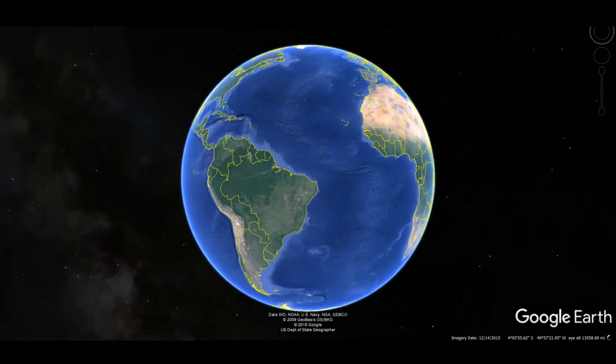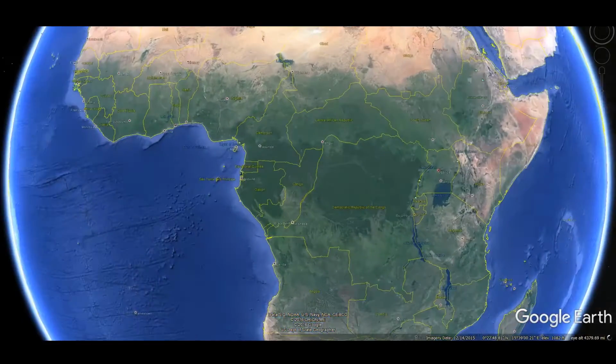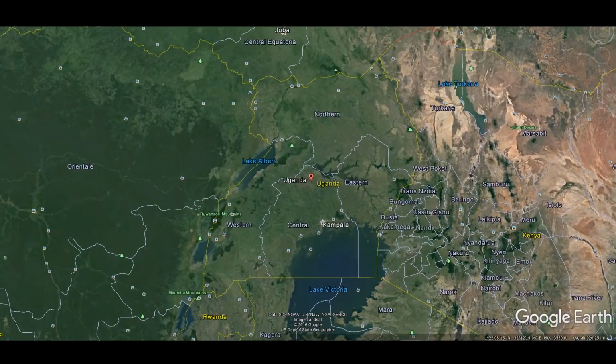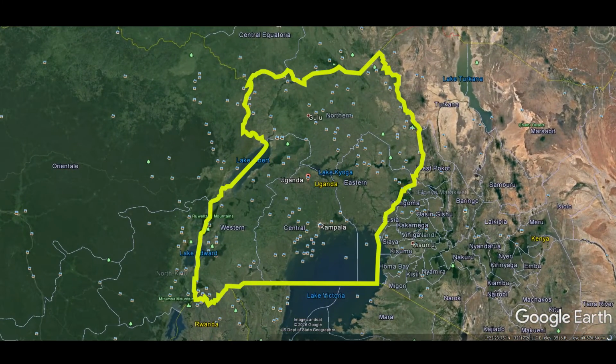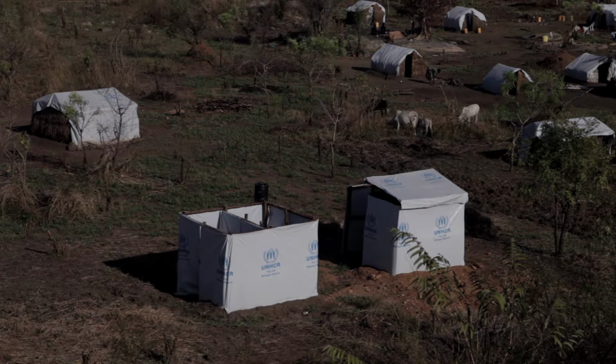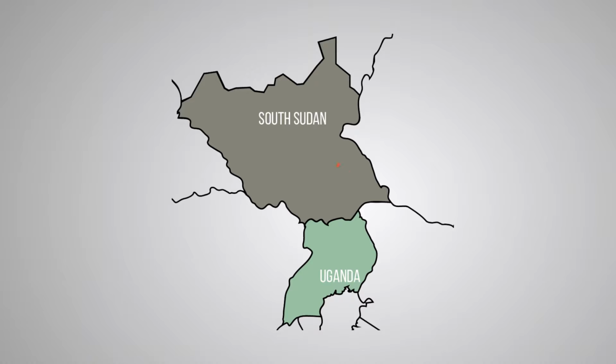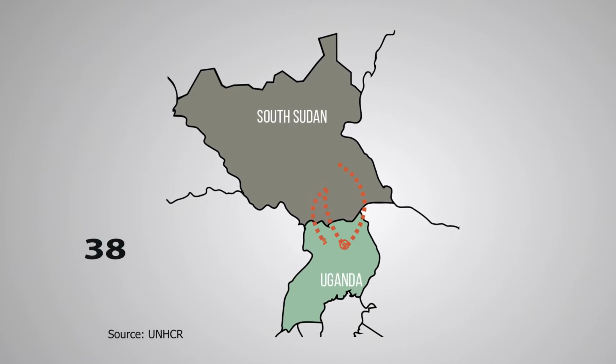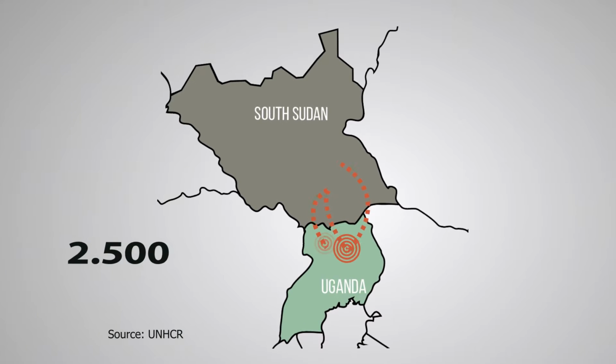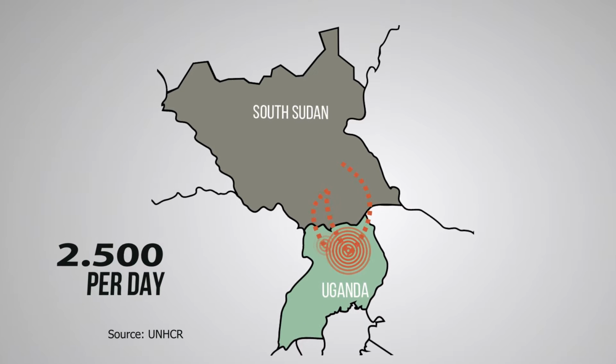Uganda is host to nearly 1 million refugees and asylum seekers, making it the third largest refugee population in the world relative to its economic wealth. Over the last year, the refugee population in Uganda has more than doubled, with significant influxes from South Sudan, with currently more than 2,500 South Sudanese refugees arriving in Uganda every day.